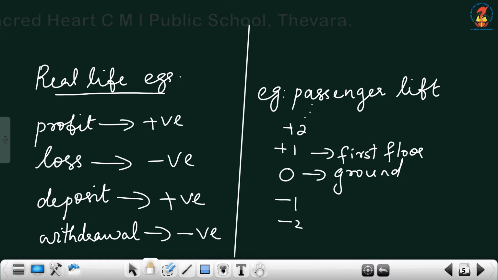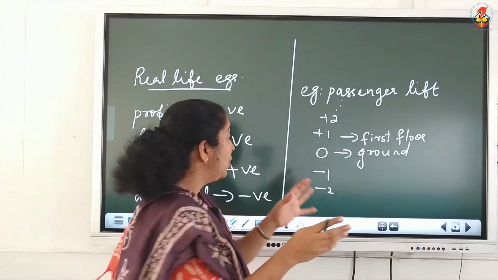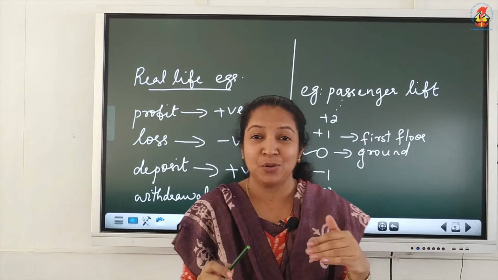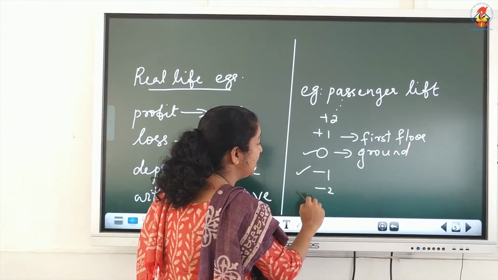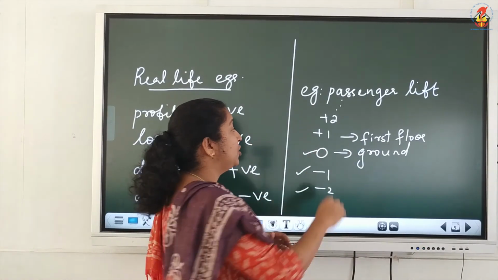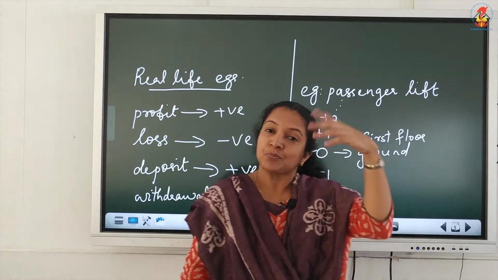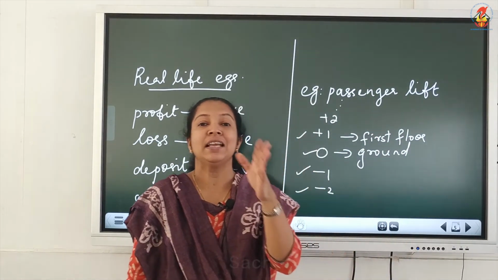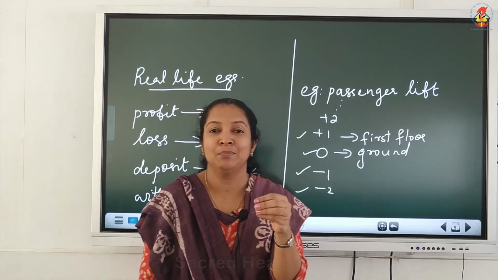Then, a real life example of a number line: all are familiar with the passenger lift. In a passenger lift, usually the ground floor is mentioned as 0, and below that they mention -1, -2, etc. Above, from the first floor onwards, they mention +1, +2, etc. That is the real example of the number line.